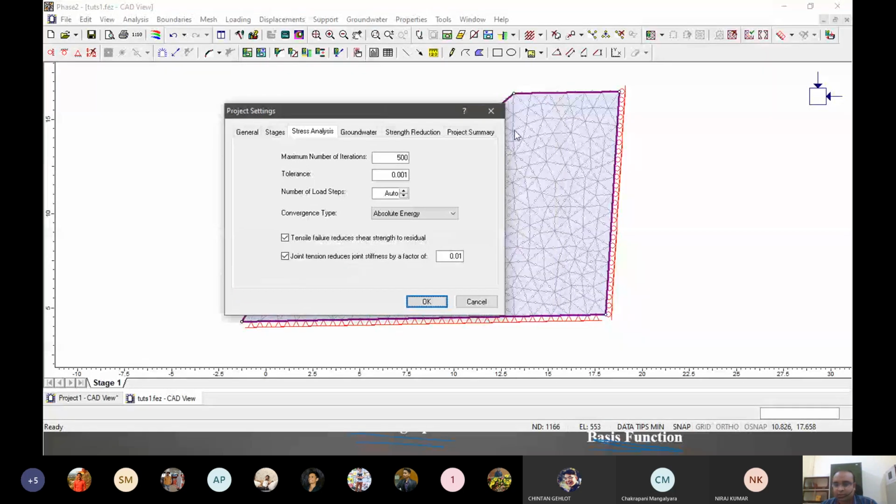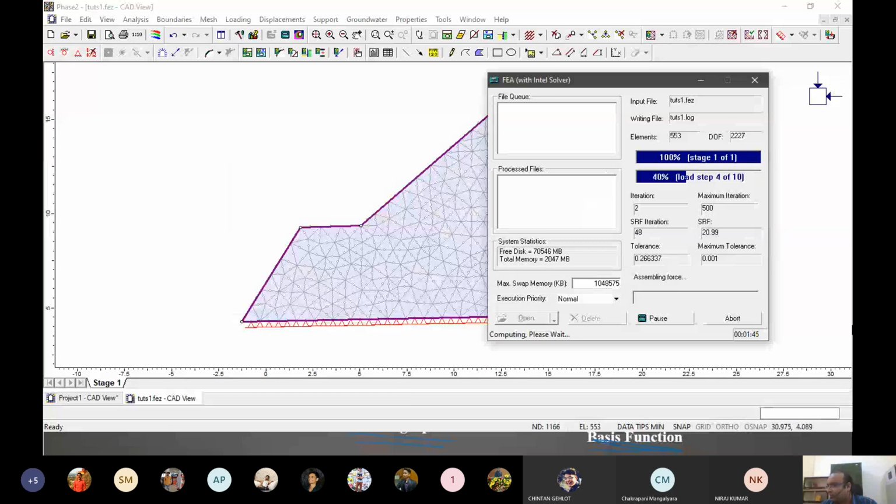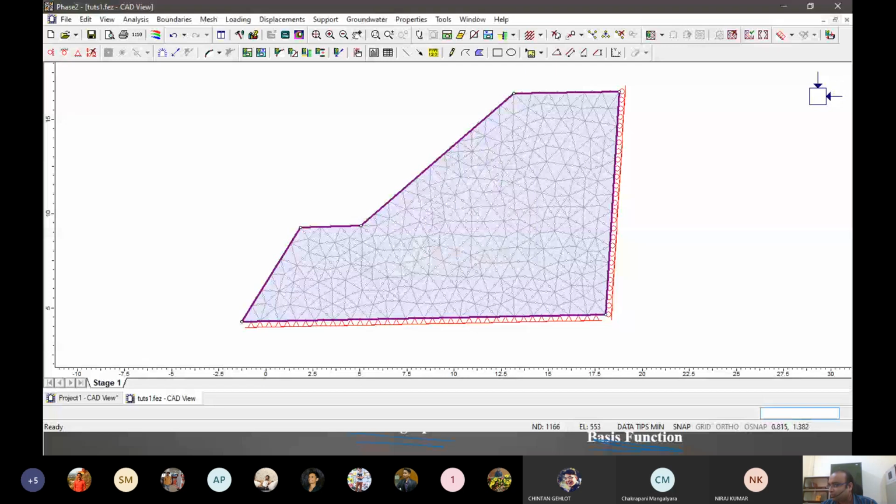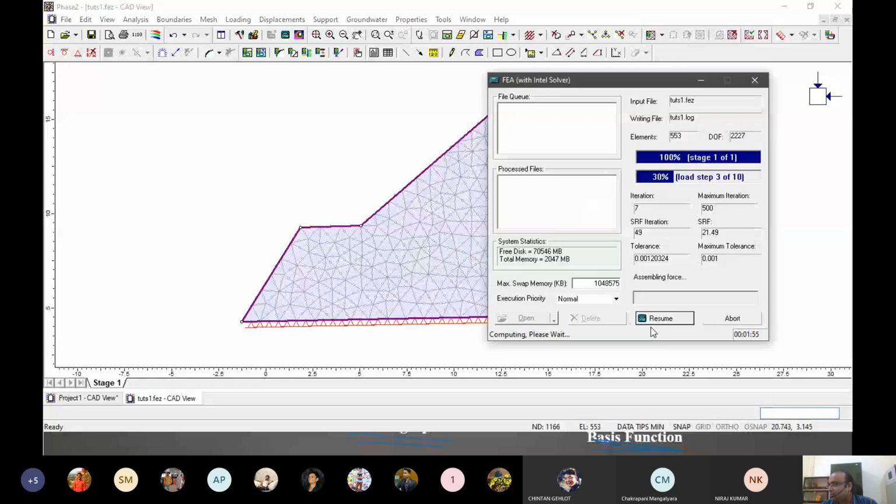Okay, let's try that. You have to basically compute, and when you do that, whatever we have designed is quite stable. Let's change the properties and see what happens.